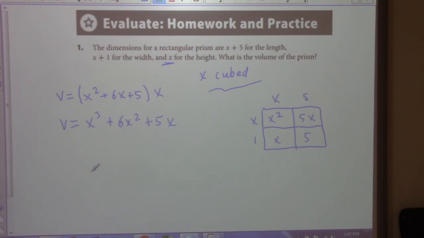Yeah, I got something different. Did you? What did you get? I got X squared plus 6X plus 5. Yeah, that's what I got. Oh, we forgot to put the X. What? The X for the height. That's what I did. X plus 5 times, I forgot to put the X and multiply. Good. I'm glad you finally came back.